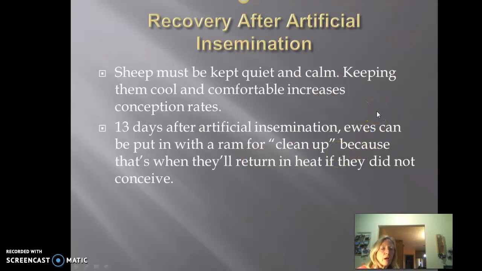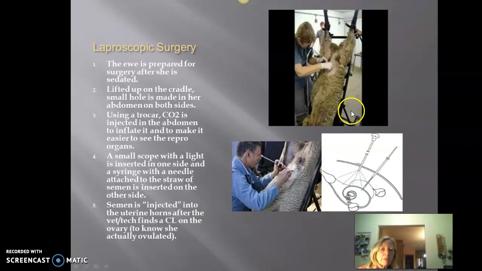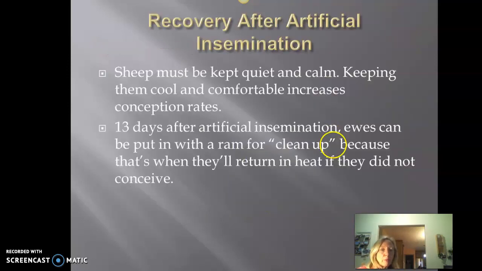After artificial insemination, literally this process takes 2 minutes. It's very, very fast, especially if the vet or the technician is good. At school we've done 200, 180 head in a day. That is a long day, but you can do that many. We would rather do 100.